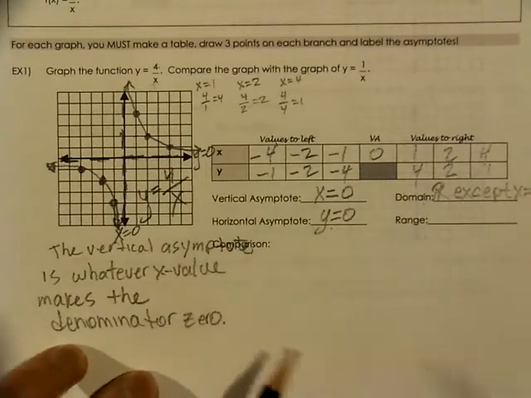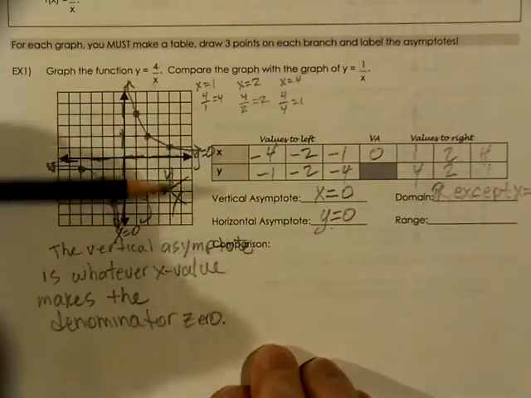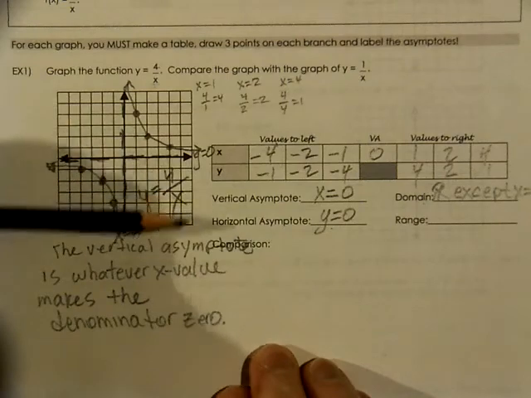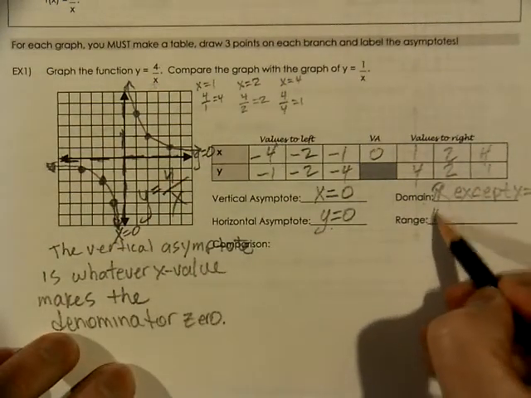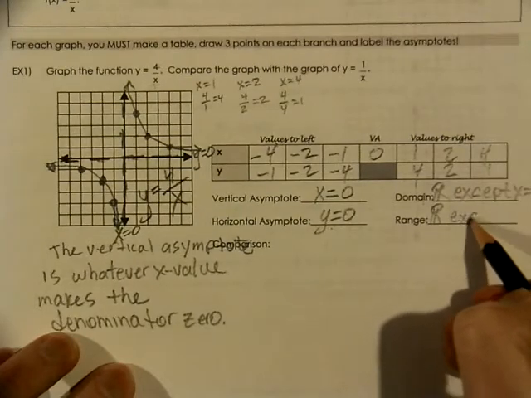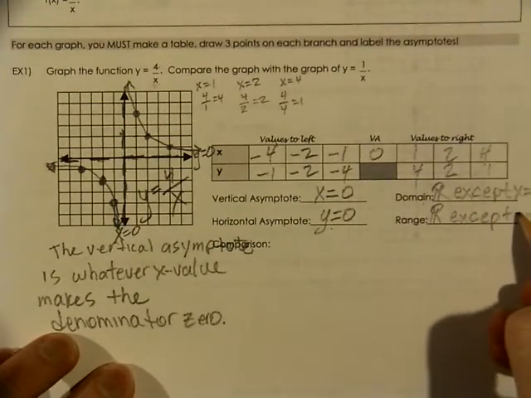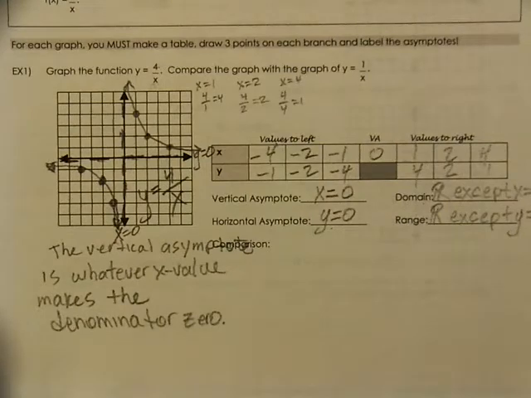And your range, what y values can we hit? We can hit all the values down, we can hit all the values up. What we can't hit is, we're all real numbers except where the asymptote is at. What we can't hit is y equals 0.